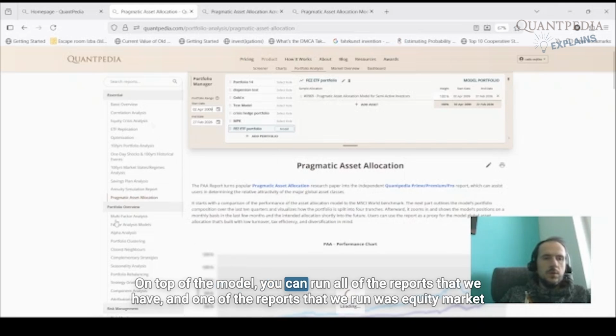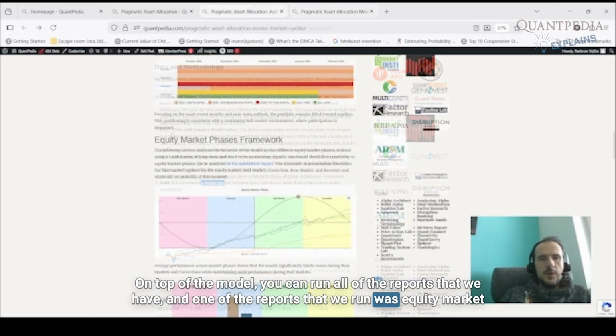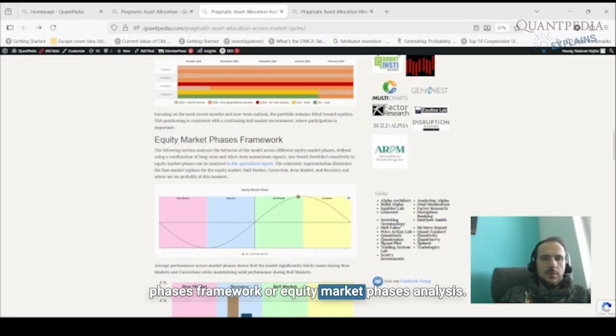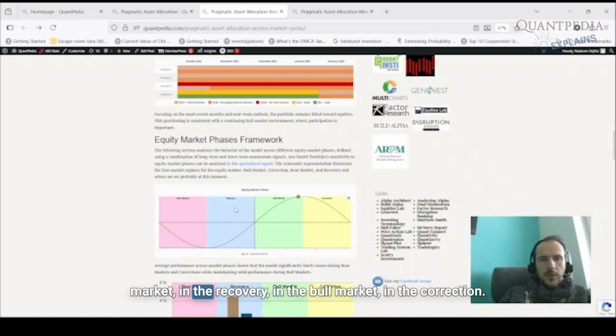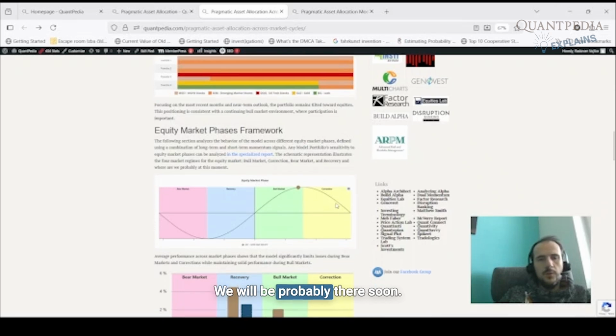On top of the model you can run all of the reports that we have, and one of the reports that we ran was the equity market phases analysis. That report is checking the performance of the model in individual phases of the equity market: in the bear market, in the recovery, in the bull market, in the correction. Where are we at the moment? At the moment we are at the top of the bull market, so close to the correction, but we are not in the correction yet. We will probably be there soon.